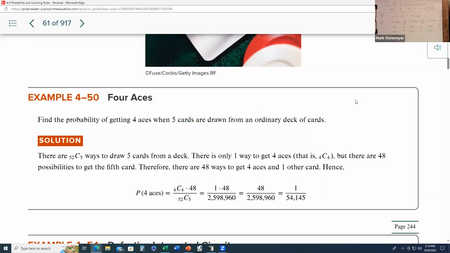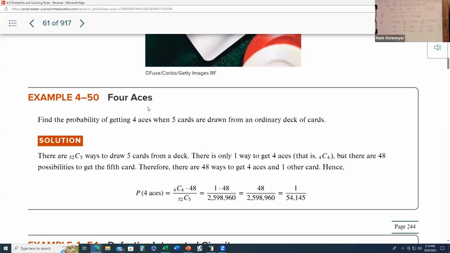So ladies, I'm going to just look at this right here, okay? Example 4.50. This is in section 4.5. Examples can really give you different looks, and it only helps solidify your toolbox, if you will, or your understanding. Find the probability of getting 4 aces when 5 cards are drawn from an ordinary deck of cards.